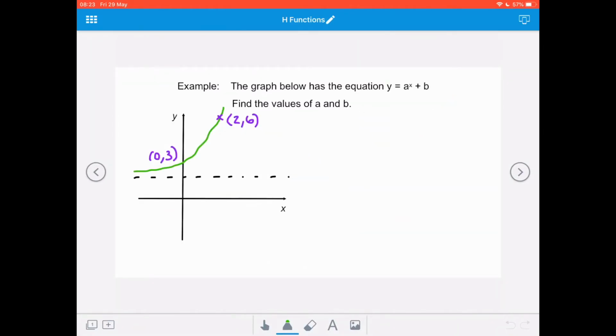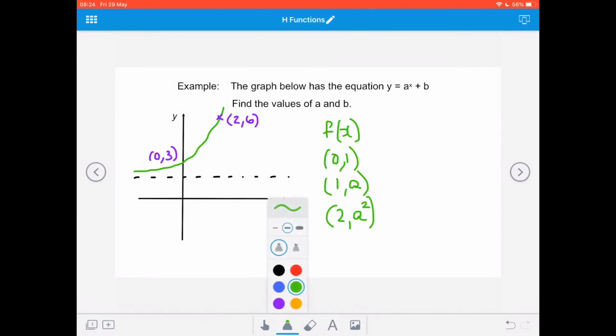For the next example, the graph below has the equation y equals a to the power of x plus b, and we want to find the values of a and b this time. Now that plus b is a vertical transformation, either up or down the y-axis, and so it's easier to find the b value and then undo that transformation to work out what the a value is. Again, we need to think about what our function y equals a to the x would look like, and it would normally be going through (0, 1) and (1, a). And because we've got 2, it would be (2, a squared).